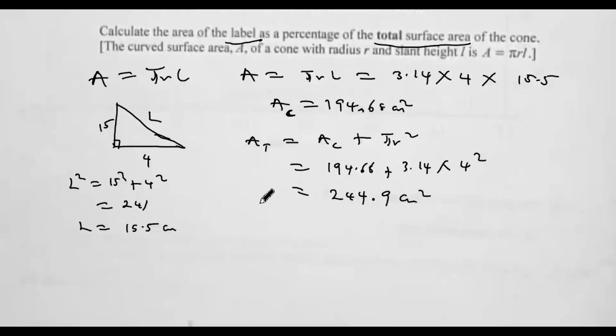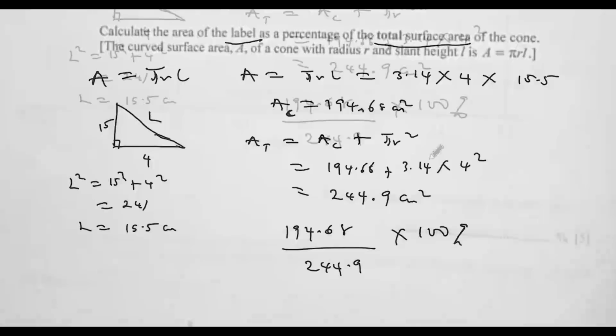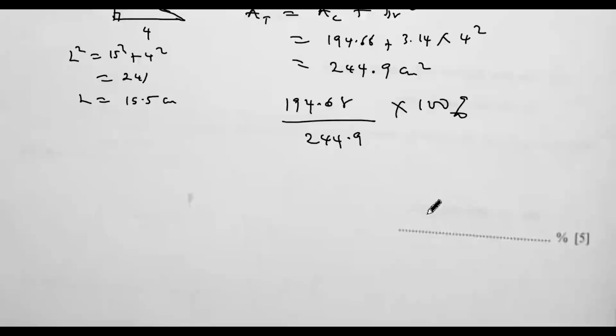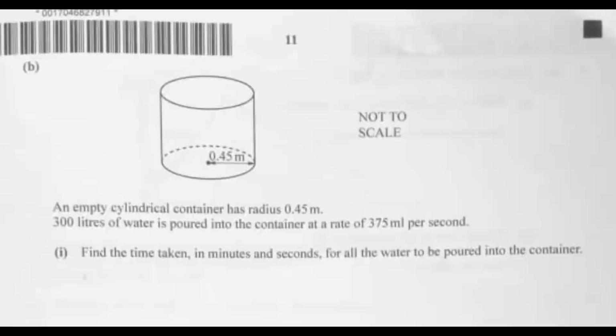So now we can get the percentage of the curved surface area, that is 194.68 over the total surface area 244.9, then times 100%. So if you do this with your calculator, it will give you 79.5%. So that's the solution. Then the next one will be the B part.